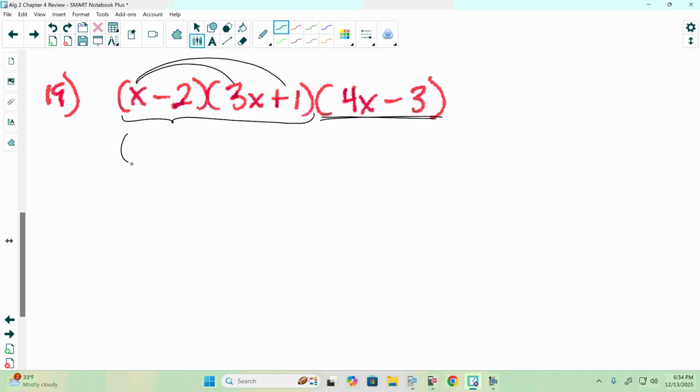First thing I'm going to do is distribute this x. X times 3x is going to be 3x squared. X times 1 is going to be plus x. Now we're going to do the same thing with negative 2. Negative 2 times 3x, negative 2 times 3 is going to be negative 6. Still have that x. And negative 2 times 1 is going to be negative 2.